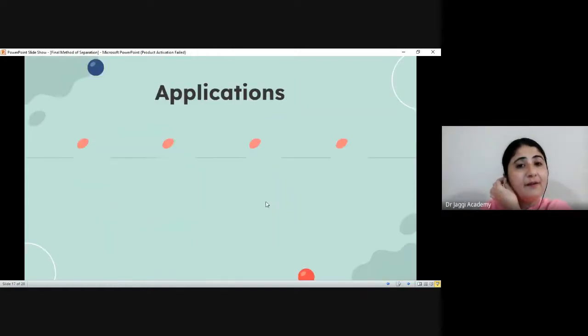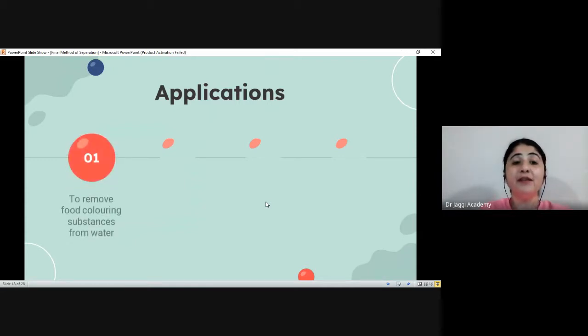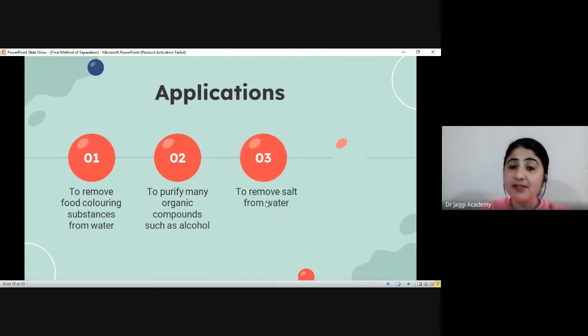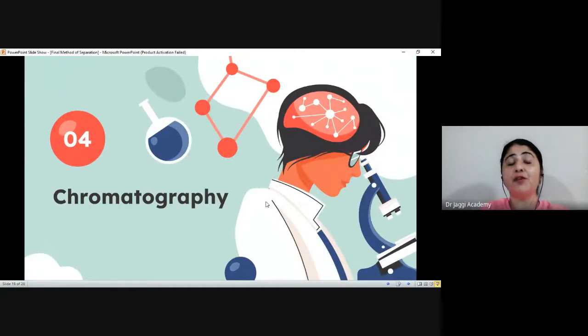First of all, we'll discuss the applications of distillation. One is to remove food coloring substances from water. Second, to purify many organic compounds such as alcohol. Third application is to remove salt from water. Fourth one is to refine petroleum products. And these are the applications of distillation.